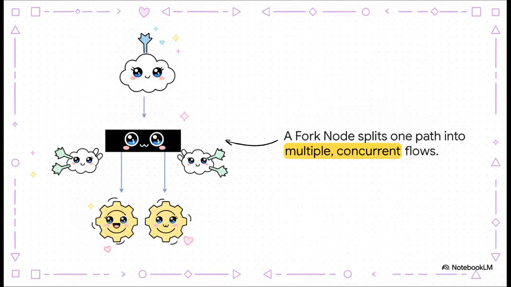And here is that fork. It's represented by this thick black bar. When the flow hits a fork, it splits and all the outgoing paths kick off at the same time. This is not a choice, it's a command. Do this, and this, and this, all at once.